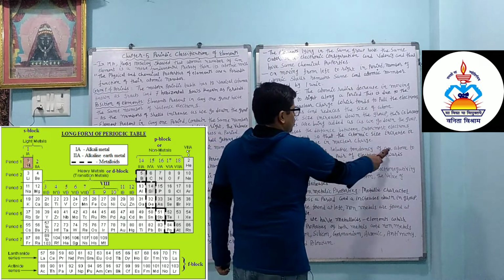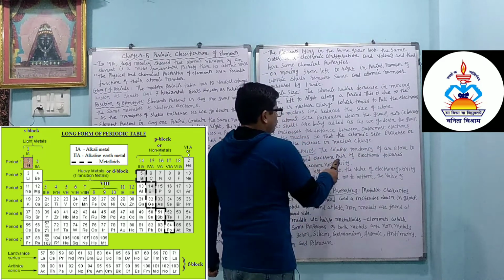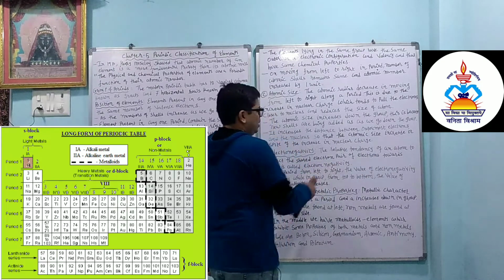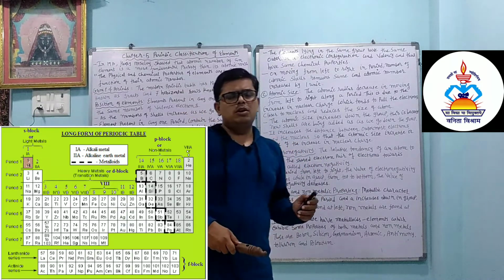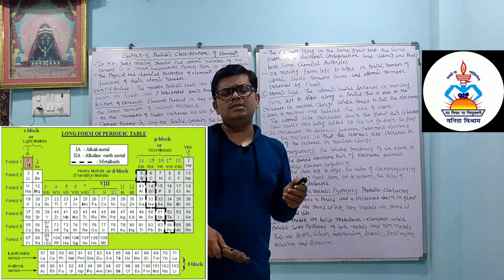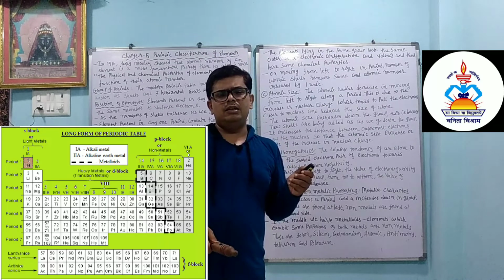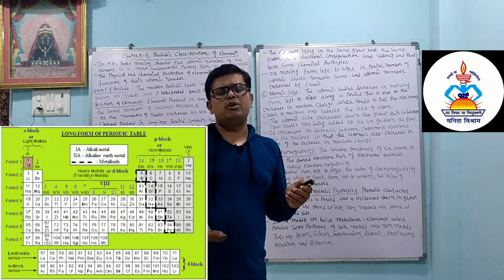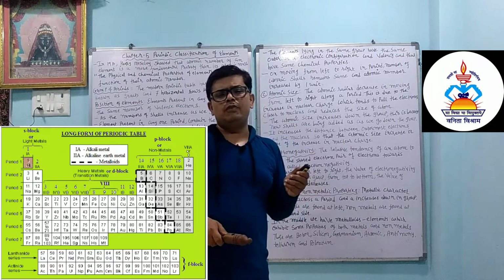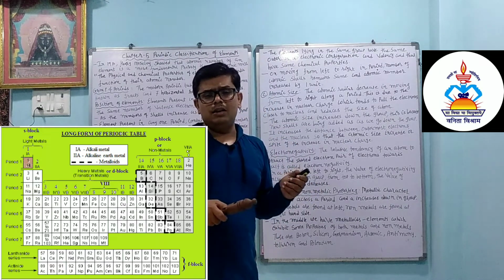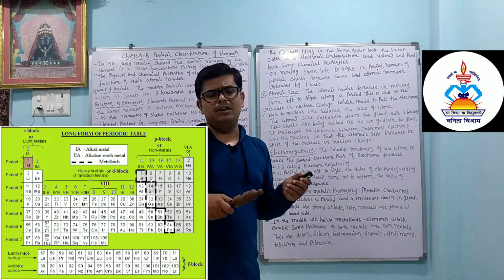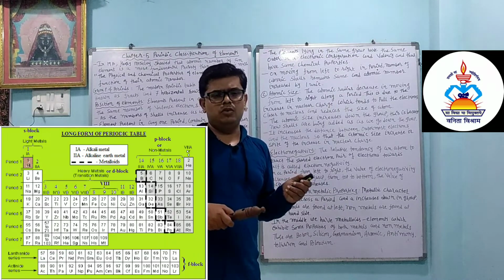Electronegativity. The relative tendency of an atom to attract the shared pair of electrons towards itself is called electronegativity. Dear student, don't confuse electronegativity and electron affinity. Electron affinity means when electrons are added to the atom, at that time energy is released, that is called electron affinity. Electronegativity means the tendency of an atom to attract the electron from the covalent bond, the shared electron.